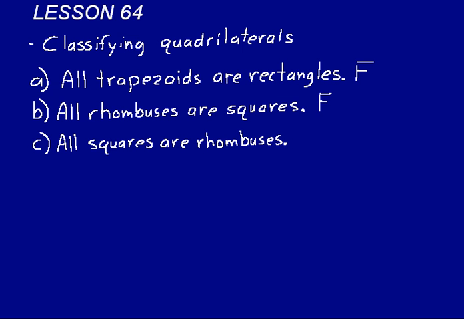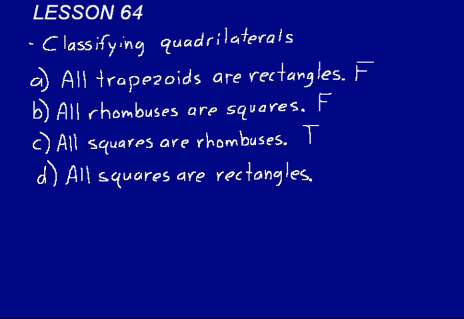Look at C. All squares are rhombuses. Now that would be true, because by definition a rhombus is a parallelogram with equal sides. All squares are parallelograms with equal sides. They're just a little more complex than a rhombus. They have one extra thing. Their sides have to be perpendicular to each other. But they do satisfy all the statements that make a rhombus a rhombus. They're a parallelogram with equal length sides. So that would be a true statement.